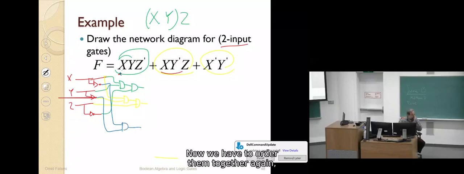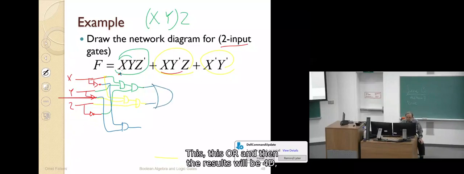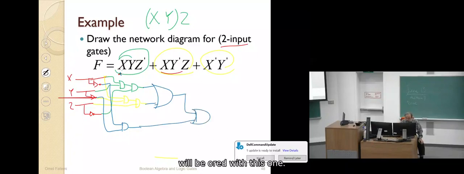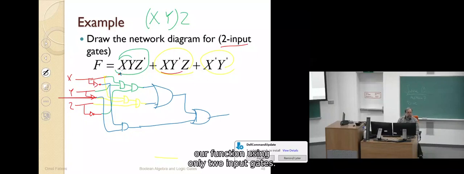Now we have to OR them together. Again, our OR has two inputs. So let's do them one by one, two by two. This ORed, and then the result will be ORed with this one. So this would be the implementation of our function using only two input gates.